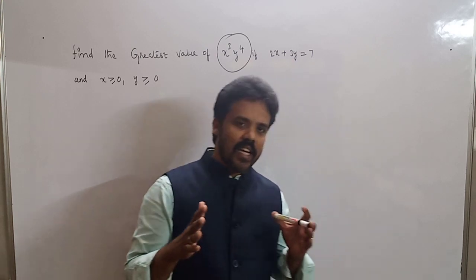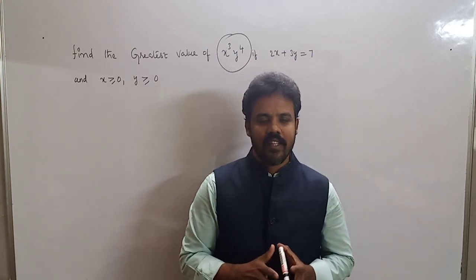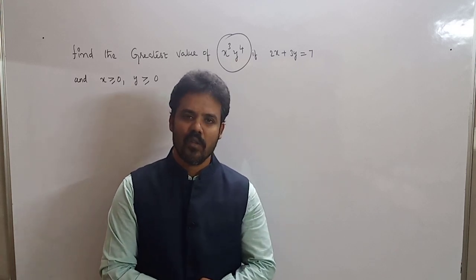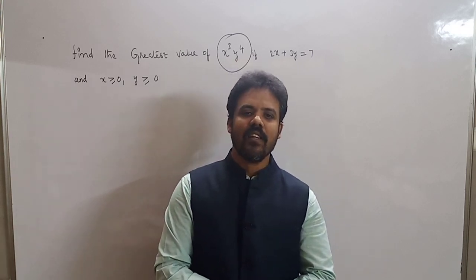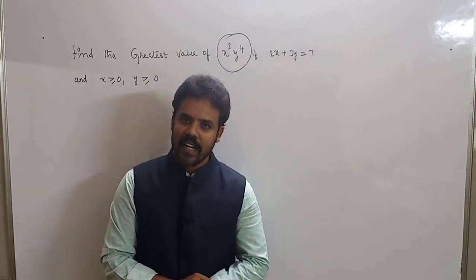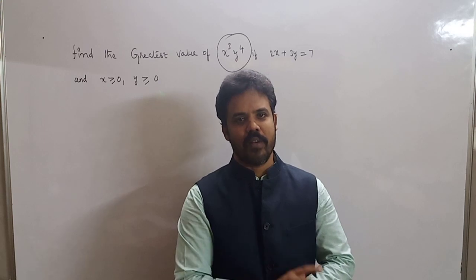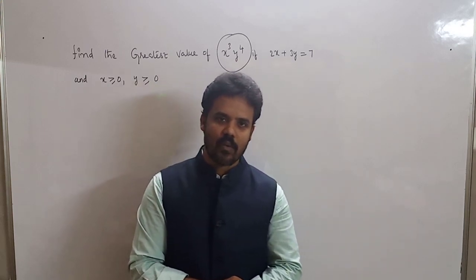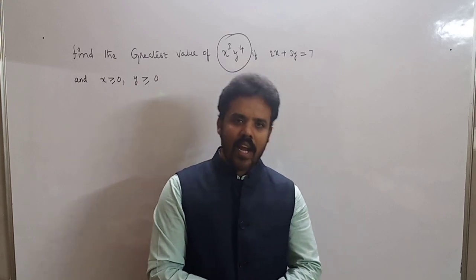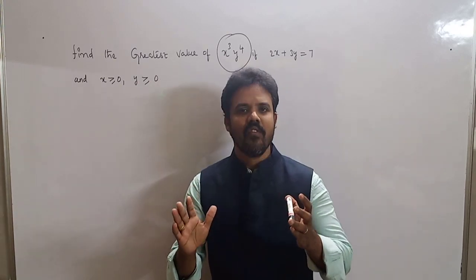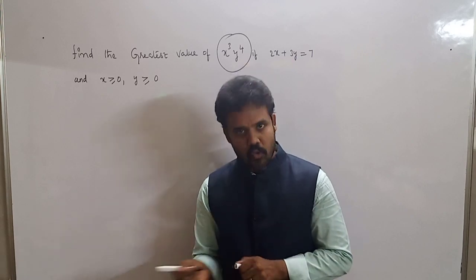Students, generally we know the famous inequality, that arithmetic mean is greater than or equal to geometric mean greater than or equal to harmonic mean. That is A greater than or equal to G greater than or equal to H. And one more thing, to solve such kind of questions, you should know this.